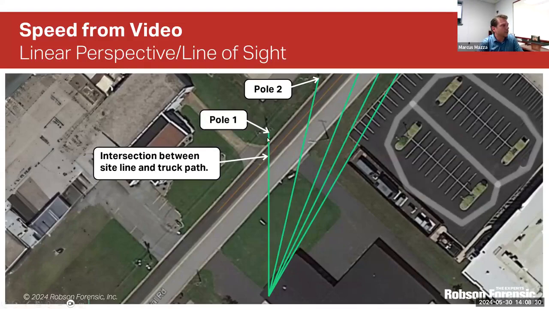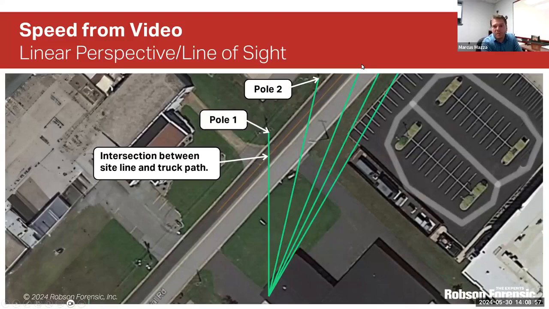This zoomed in image shows us 2 poles. We have 3 more poles further out that we can't see in this particular image, but that we do have captured in the image and in CAD. We draw a line of sight, or a linear perspective line, between each pole and the center of the camera. We also know from watching the video visually that the truck is in the right lane proceeding along the roadway. This is this orange path.